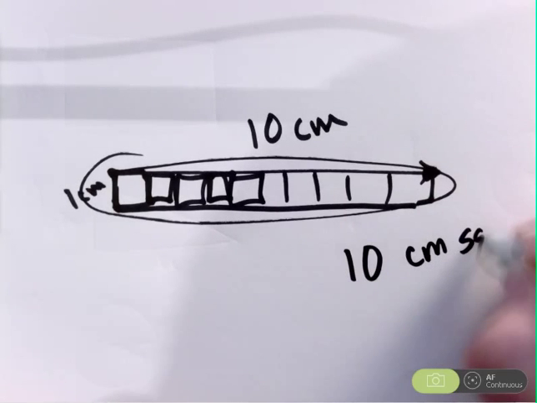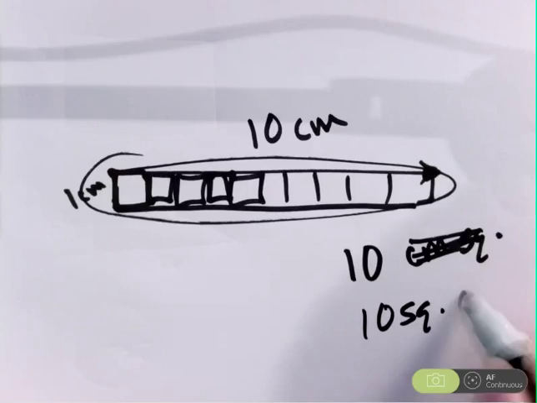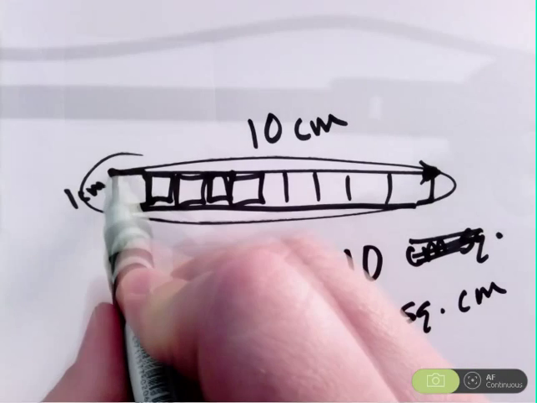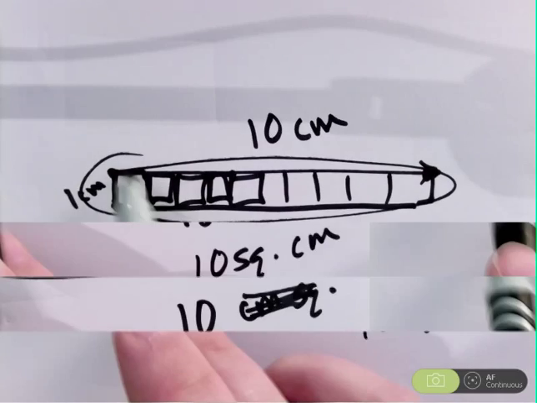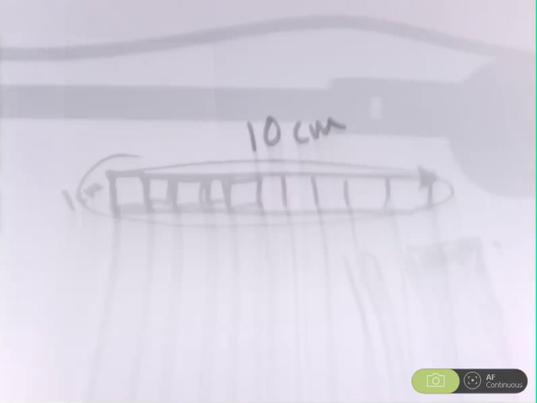Let's write it like this. Let's write 10 square centimeters. A square centimeter is 1 centimeter by 1 centimeter square on all sides. A centimeter only measures one dimension. Okay? All right.